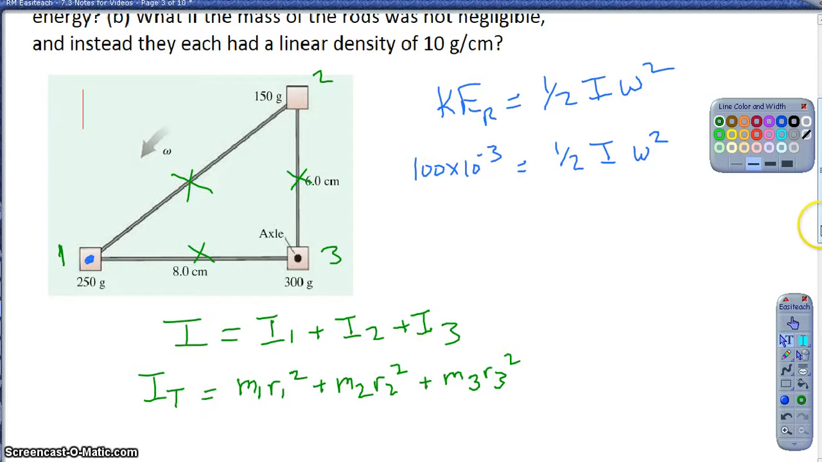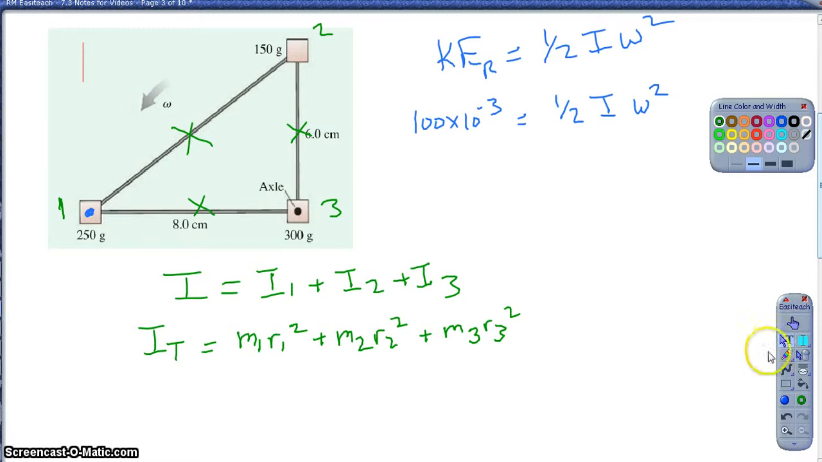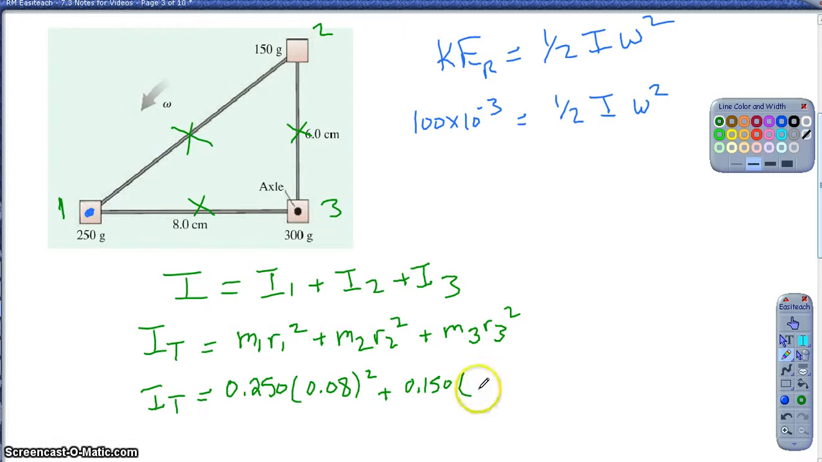Right, so as I go through here, just identifying how far away is it, and then what is the mass that I know. Okay, so the total moment of inertia equals mass 1, which I'm calling my 0.250 kilogram block, which is 8 centimeters away, so 0.08 squared, plus my second mass, which is 0.150 kilograms, and it's located 6 centimeters away, so squaring that.